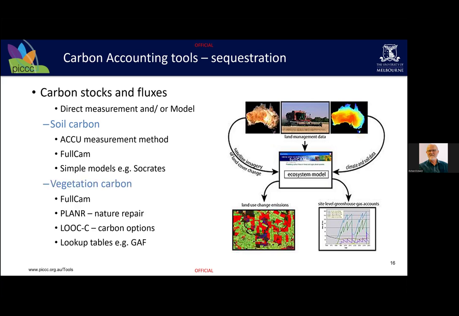Then vegetation carbon, so tree carbon. FullCAM is the definitive model for the Australian government to report on its net exchange in tree carbon across the landscape. So that is the definitive model we use. It is based on a more simple 3PG model, but that's not necessarily available. There are some other tools you can look at, like Planner, which is the Nature Repair Market, or Look-See.